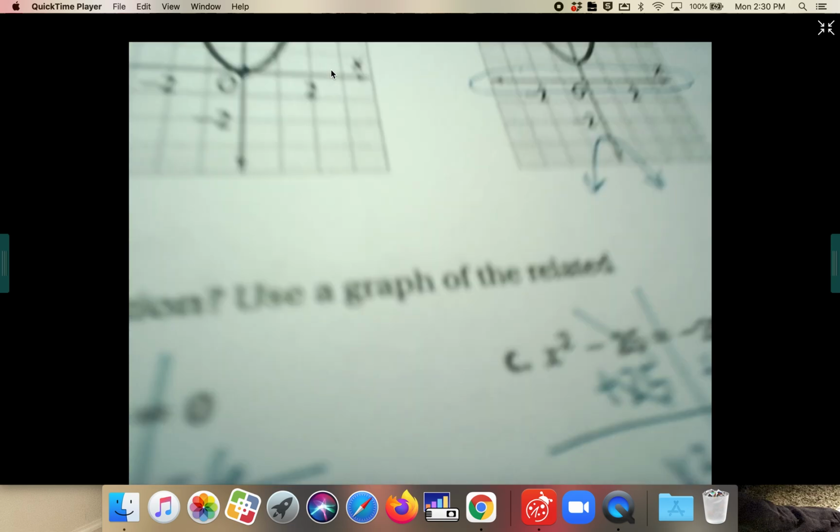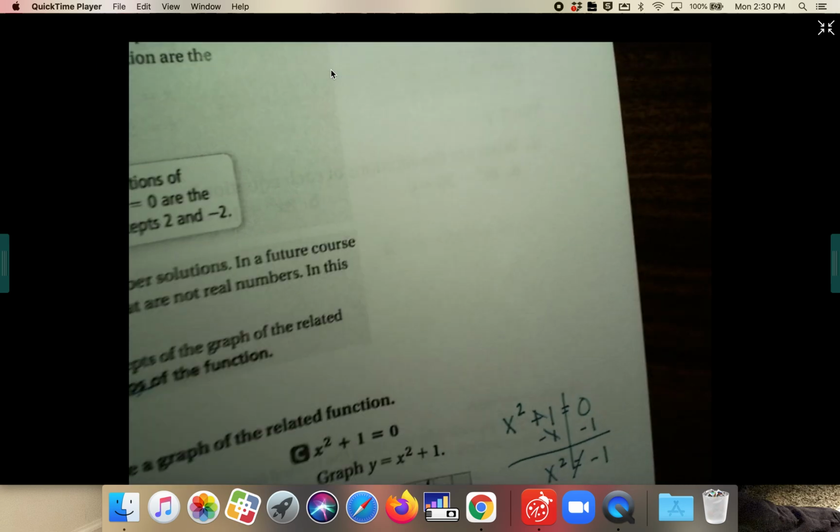All right, let's look at the next page. Ignore my notes down there. All right.